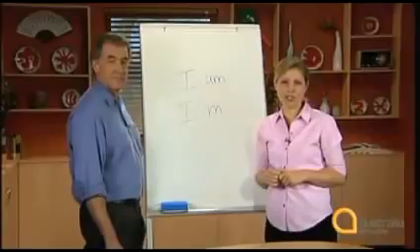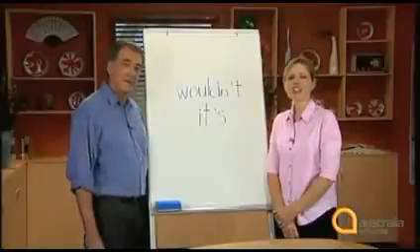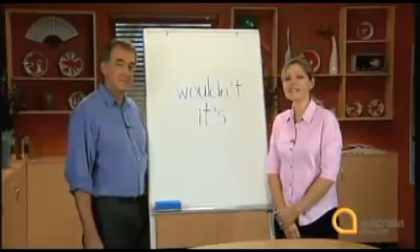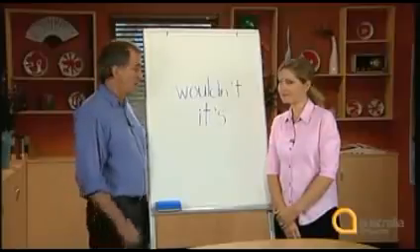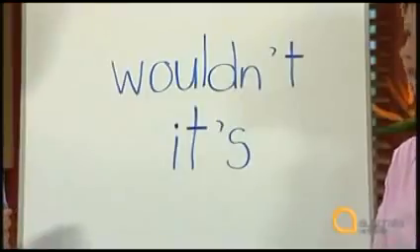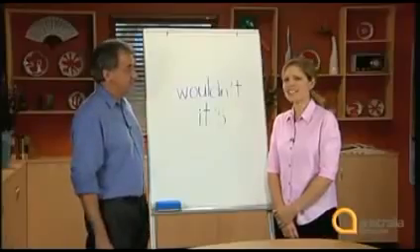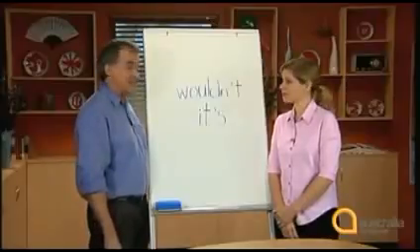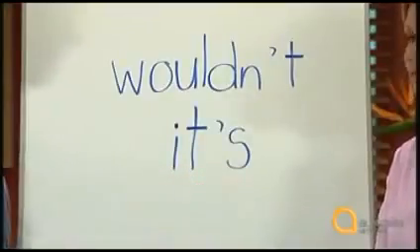Now listen for two more contractions. He wouldn't give it to me because it was addressed to you. The two contractions are wouldn't and it's. What's the missing sound in wouldn't? The missing sound is o. Would not, wouldn't. So the apostrophe goes between the N and the T. What is it's short for? It's is the contraction of it is. So the apostrophe comes between the T and the S.